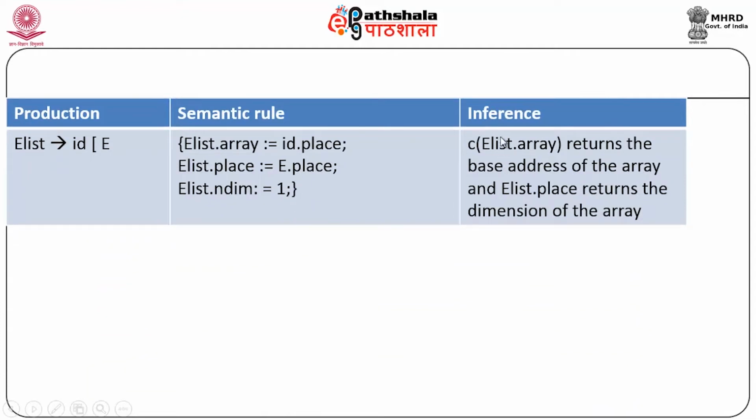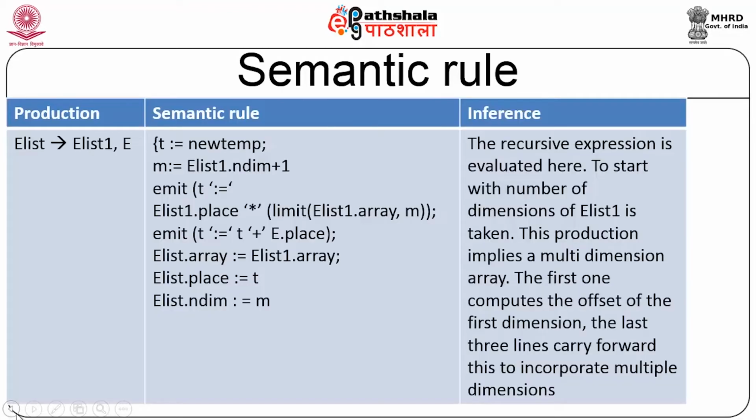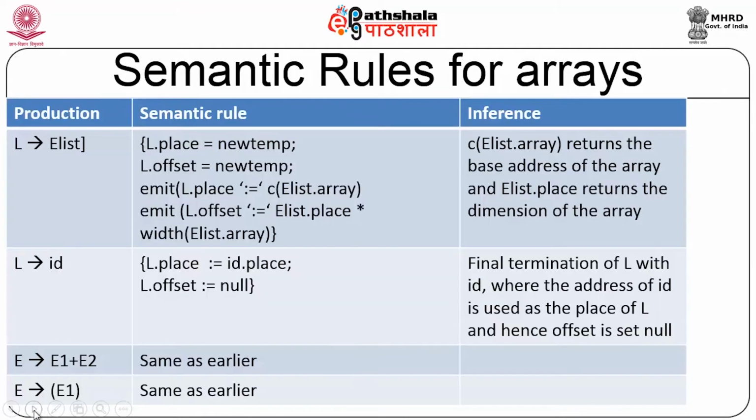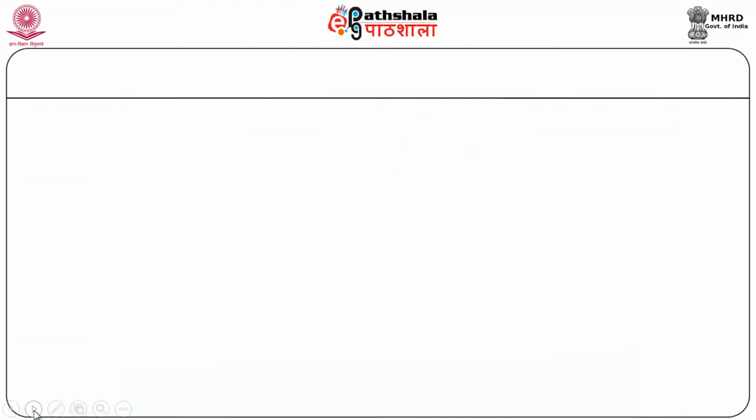So the C of E list dot array returns the base address of the array, and E list dot place returns the dimension of the array. That is also done here, okay. So with reference to this, these are your semantic rules. Now with this semantic rule in mind, let us consider this example where I have a 10 cross 20 array.